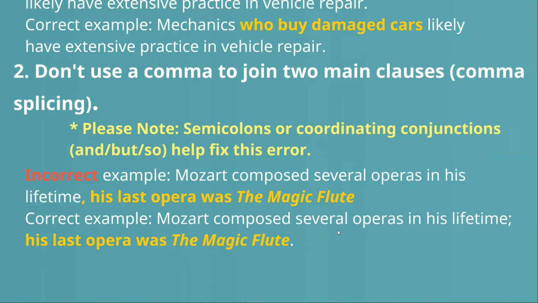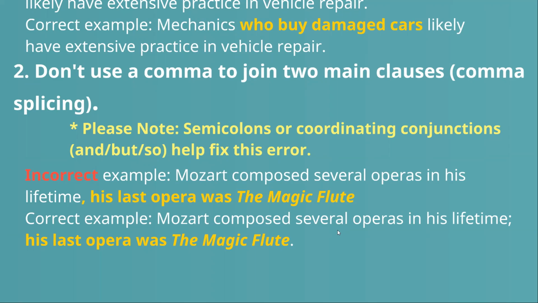Now, if you're going to use a coordinating conjunction, what you'll do, which I'll demonstrate with the example that we have, you would keep that comma after lifetime, but you would pull that and, but, or so and place it right after that comma. So in this case, the sentence would read, Mozart composed several operas in his lifetime, comma, and his last opera was The Magic Flute.